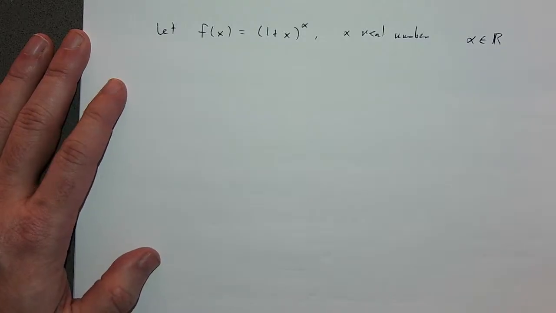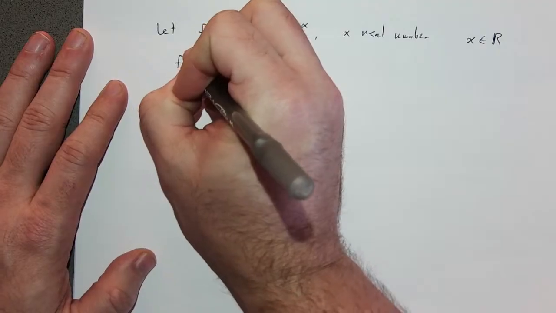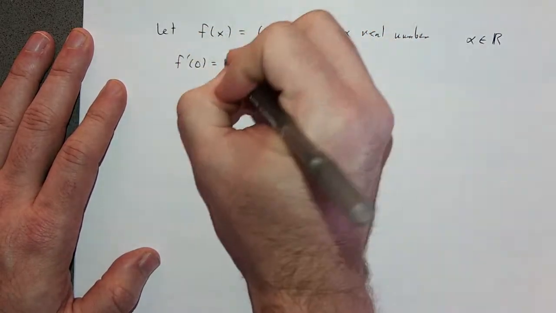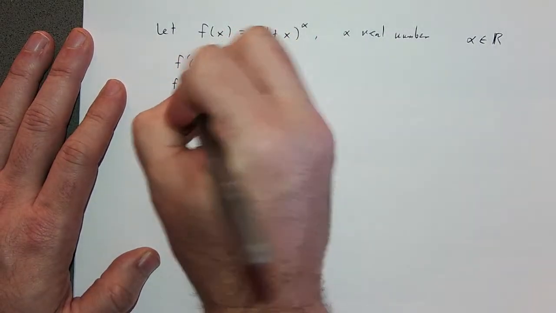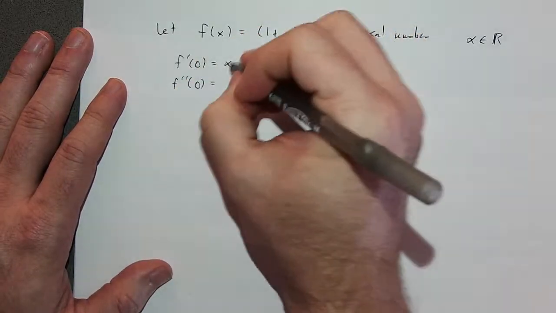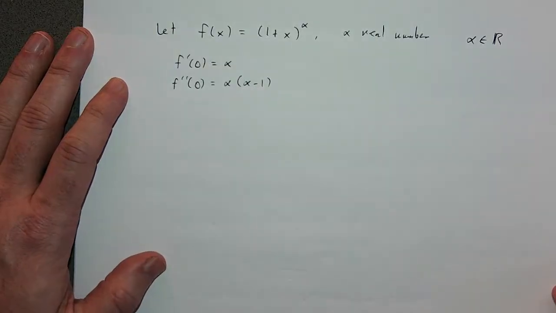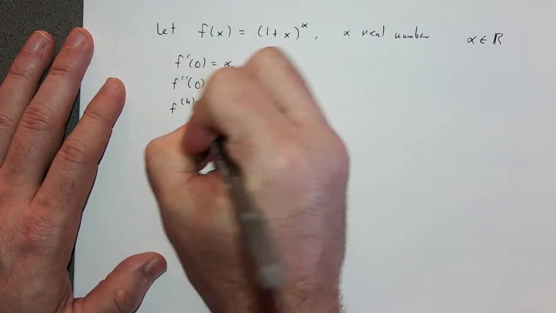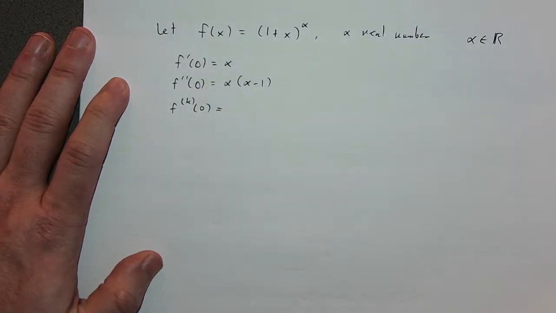All right. Now, we could compute a few things. So f prime of 0, this is its derivative, is just alpha. F double prime of 0 is alpha times alpha minus 1. And in general, the kth derivative of f evaluated at 0 is alpha to the k falling.